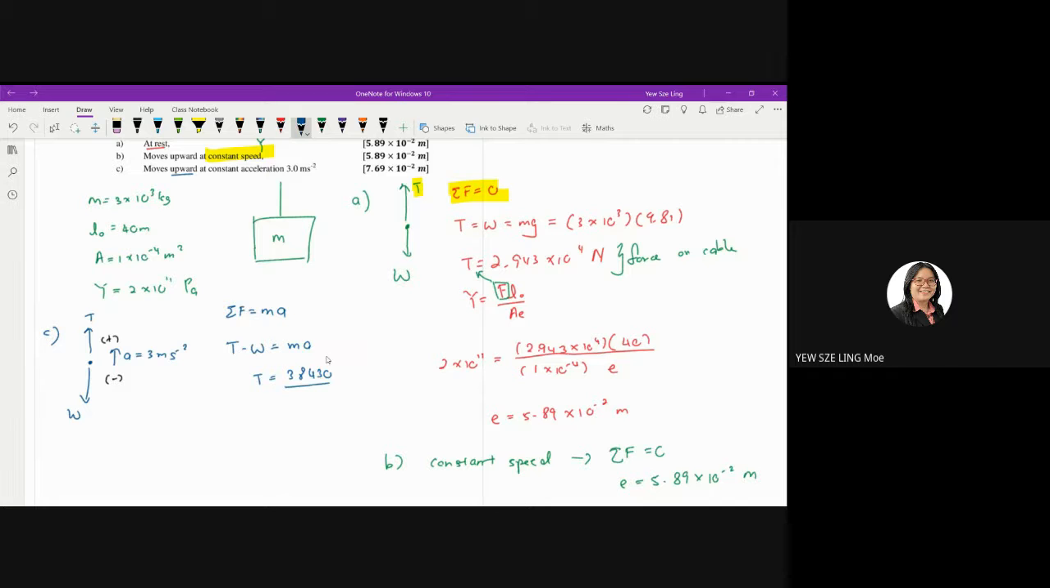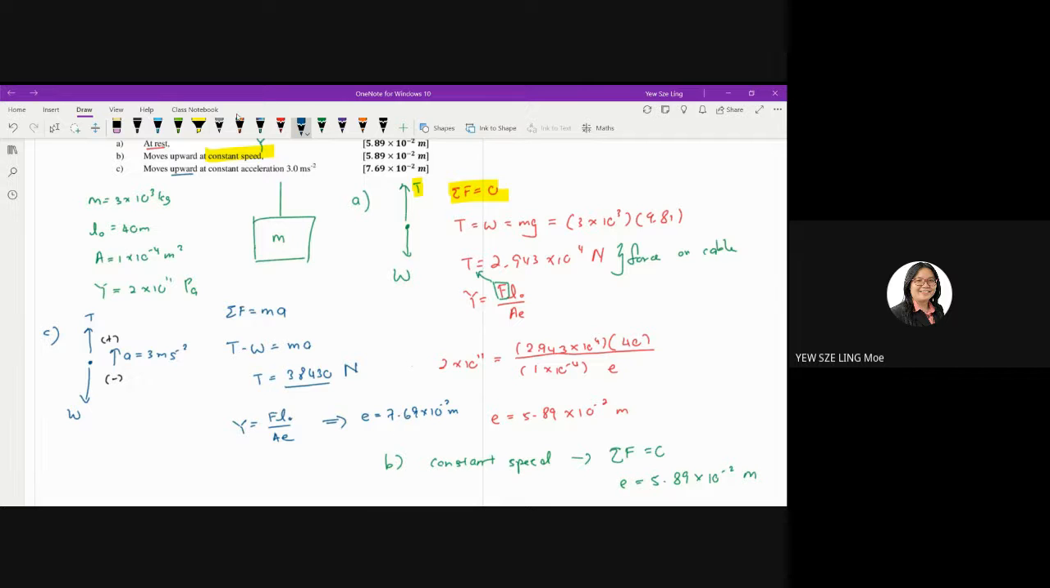I'll leave it to you to try it as a revision, to see whether you can get this value or not. 38430. From here, you then apply the Young modulus equation, Y equals FL naught over AE. Plug in everything, rearrange the equation, and you obtain elongation E equals 7.69 times 10 to the power of negative 2 meter. So this is how you solve it.